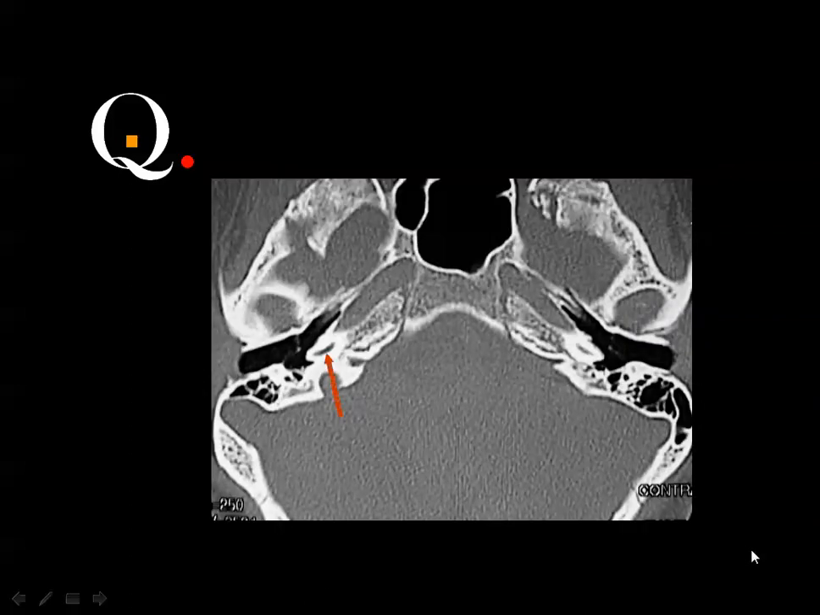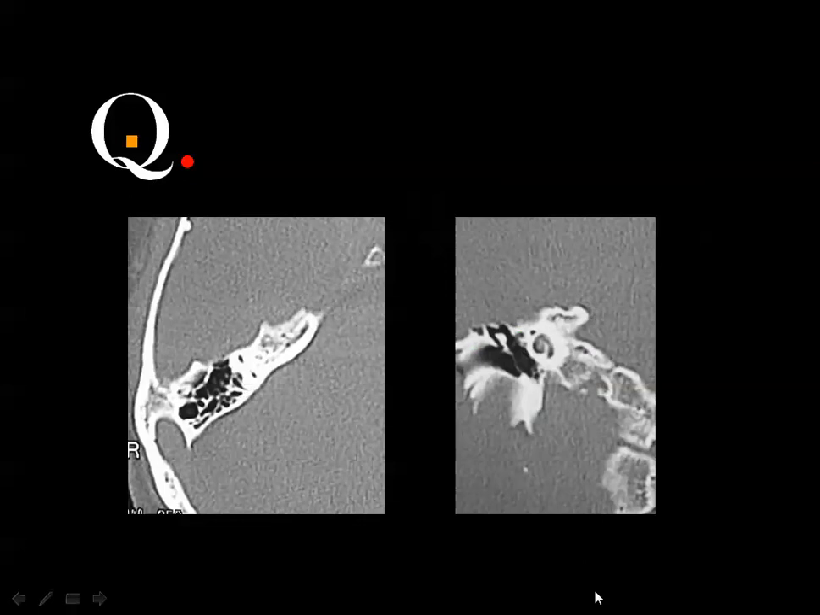Then if you look here, this is the basal turn of the cochlea, and here you can see the connection of the middle ear cavity to the nasopharynx, and this is the Eustachian tube. If you look carefully here, you can also see the canal for the tensor tympani muscle. And this is the cochlear aqueduct, which is similar to the internal auditory canal, but smaller and inferior to it.